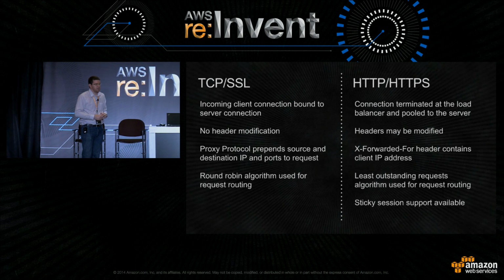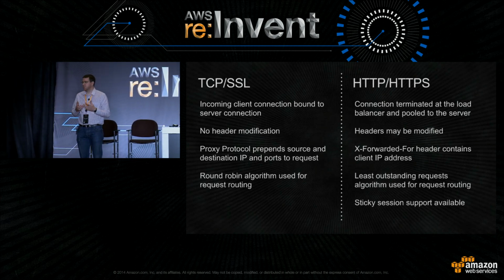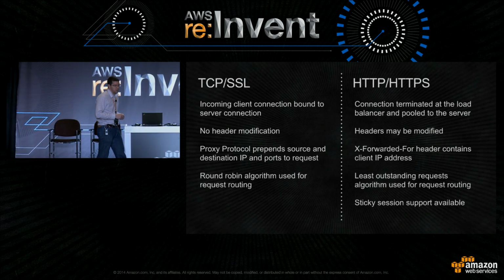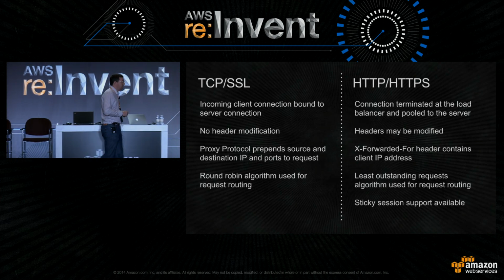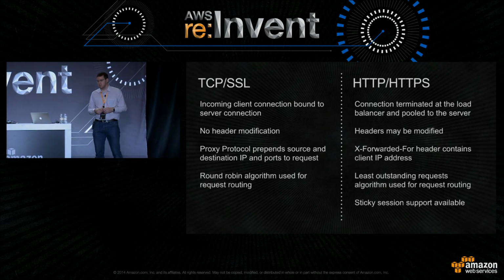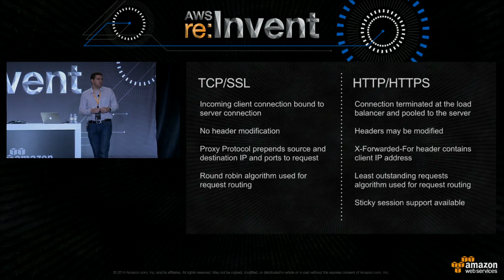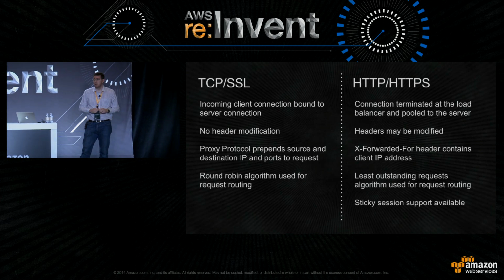The other one's around headers. With TCP, as I said, we don't look at that request. We don't crack it open. We don't do anything with it. We just send it through as is. So there's no modification to the headers with the TCP listener. With HTTP, we do things like add X-Forwarded-For. There might be some header manipulation. There we are actually looking at the contents of the request. Proxy protocol is a feature that we launched in 2013 for TCP.